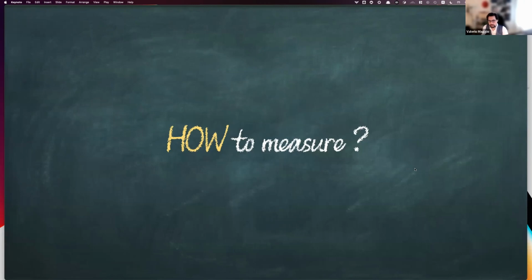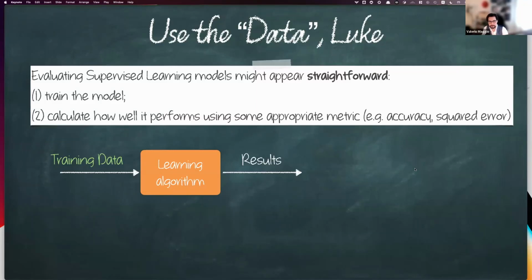Okay, so now the second question is how to measure things. We focused for the first part on the metrics side. Let's now focus on how we prepare the data to do that. In evaluating supervised learning models, in general machine learning models, the whole process might seem quite straightforward. You have to train the model and calculate how the model is performing on the metric you want.